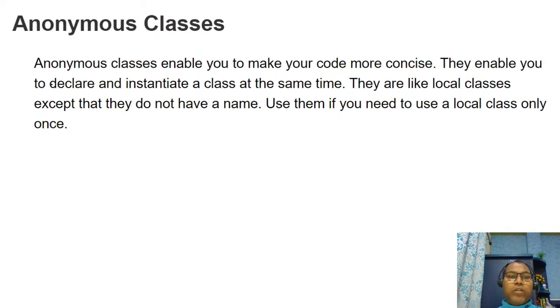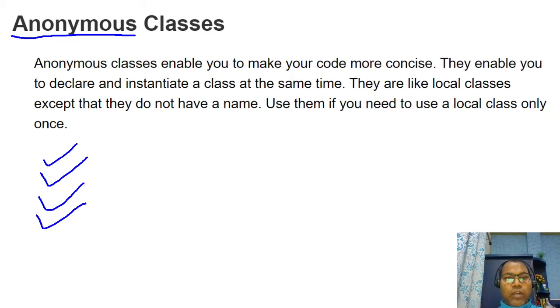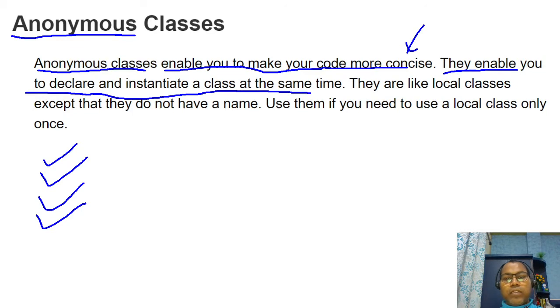So lastly, we'll also discuss the types of classes. We discussed inner classes, nested static nested classes, and local classes. Now the last kind of class is known as the anonymous class. So what is an anonymous class? Anonymous classes enable you to make your code more concise. First, they enable you to declare and instantiate a class at the same time. Meaning here you declare a class and at the same time initialize it as well.